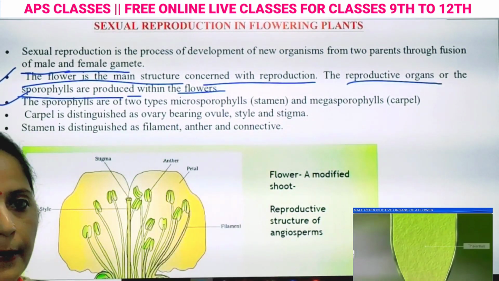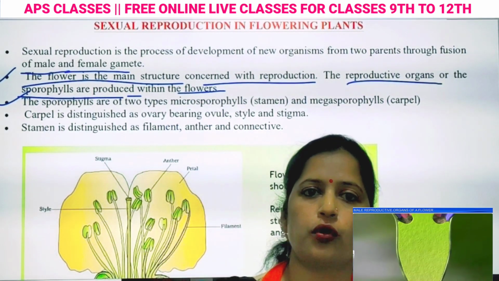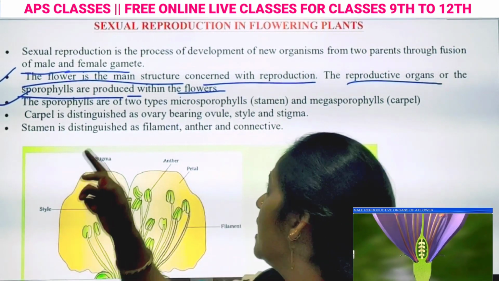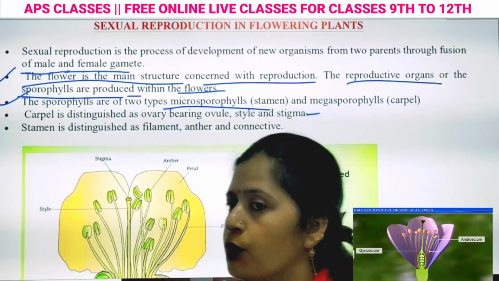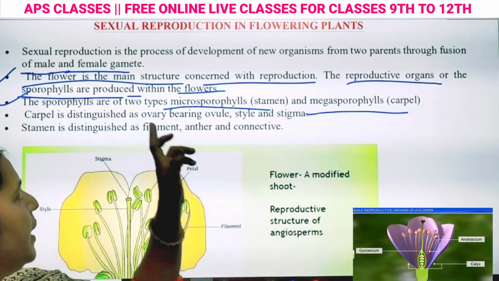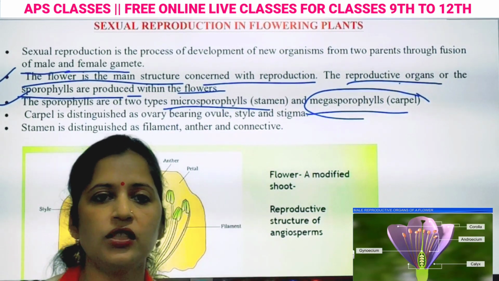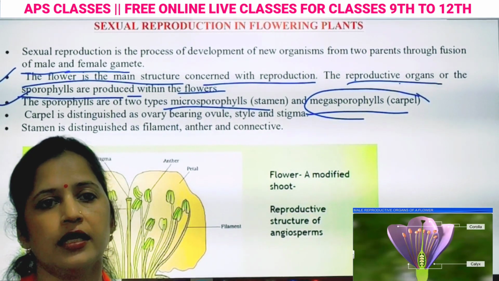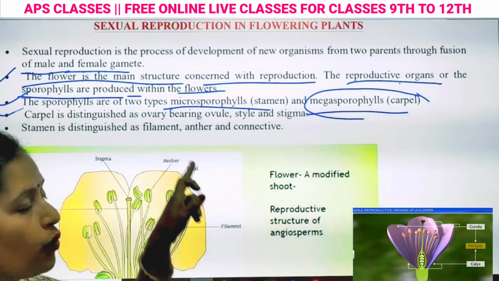Sporophylls are of two types, that is microsporophylls and megasporophylls. Microsporophylls are also known as stamens, and megasporophylls are also known as carpels. So these are the two main types of sporophylls concerned with the flower, that is the stamens and the carpels.